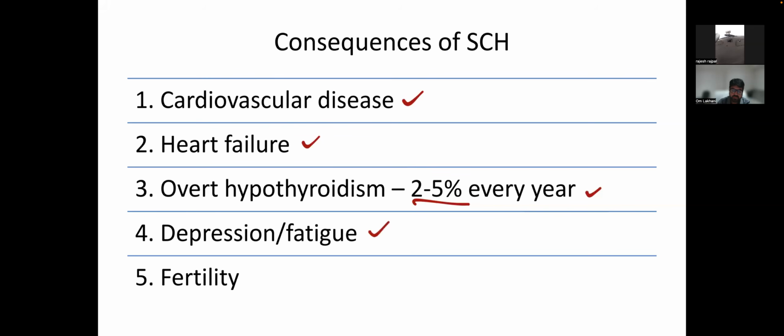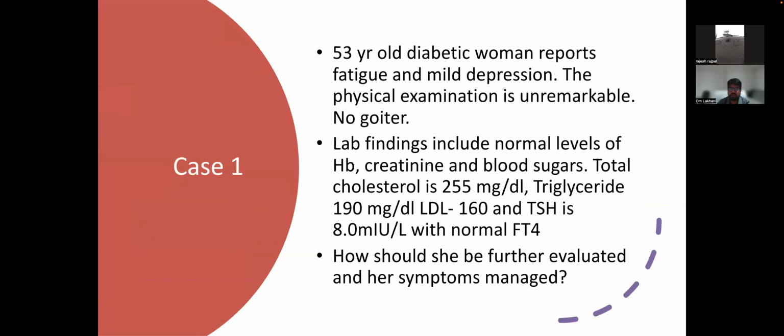It can be associated with depression and fatigue. It can be associated with fertility problems. Subclinical hypothyroidism has a role in fertility related issues and in pregnancy planning, but like I said, we are not discussing those issues today, so we'll keep that aside, right? So in these situations, subclinical hypothyroidism has important clinical consequences.